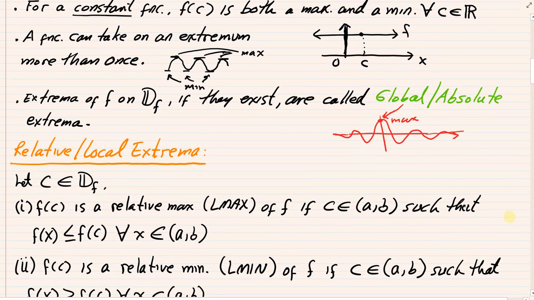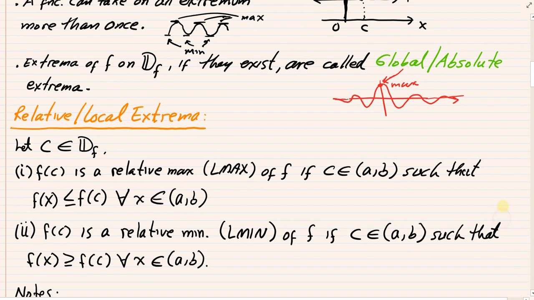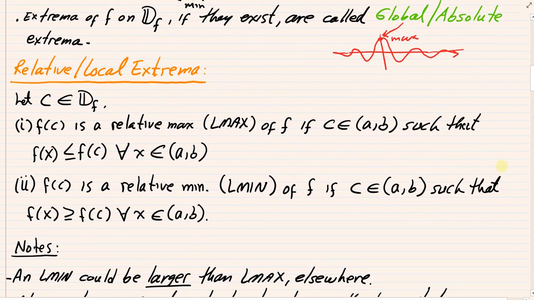So again, the definitions are similar to the one above. The key difference is that now C is inside of an open interval. Okay, that's the difference. It's not over the entire domain. And we're going to call these L max, L min for local max, local minimum. Okay, remember, this is local to an open interval inside the bigger, possibly, domain of the function.